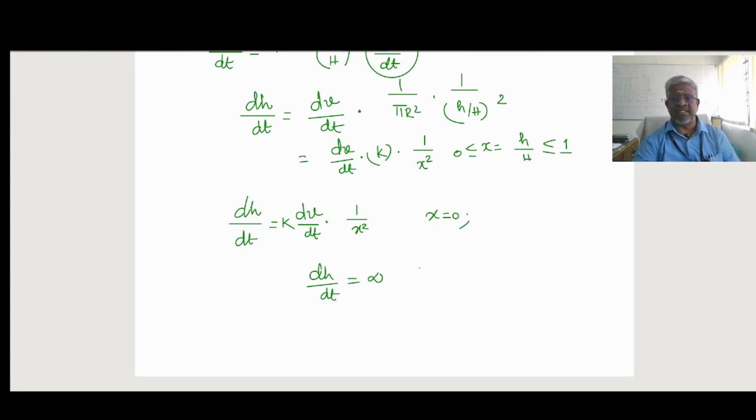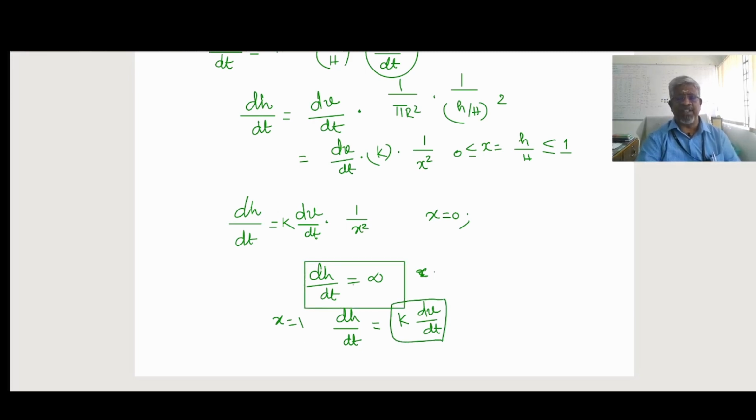Once x reaches the value of 1, we have dh by dt equal to k into dV by dt. This is the topmost, so this is the slowest increment speed and the other is the maximum increment speed. At any point of time, if you want to calculate at what speed the height is increasing, you can use this particular formula. So you can easily calculate.